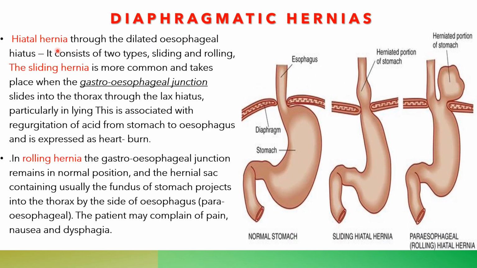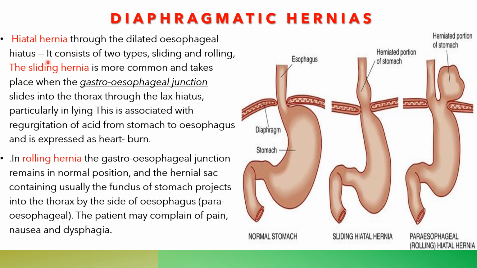Coming to the hiatal hernia, it is a condition where a part of the stomach moves up into the chest cavity through a weakened area of the diaphragm. So this is known as the hiatal hernia. Normally a portion of the esophagus and all of the stomach are situated in the abdominal cavity, but in hiatal hernia, the stomach moves up into the chest cavity through a weakened area of the diaphragm.